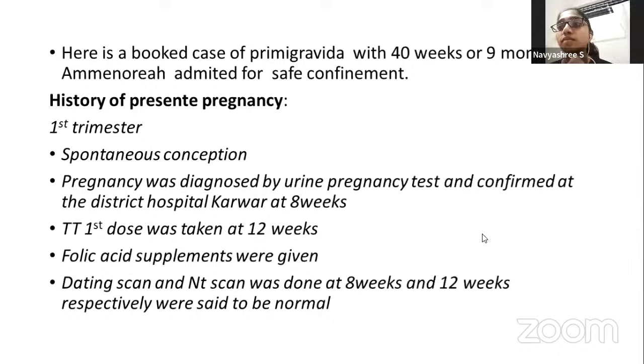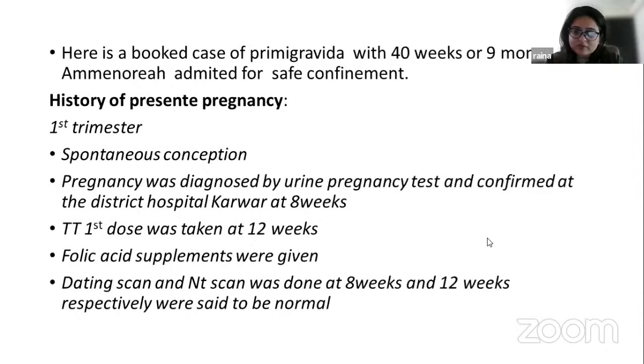At 8 weeks, the CRL should correspond to whatever measurement we get in centimeters. It is converted to period of gestation by the software in the machine, and that should correspond to 8 weeks. In the first trimester, the disparity should be less than 5 days. Suppose she comes at 8 weeks and the scan shows a CRL of 9 weeks. That means there is a disparity of 7 days, so there is some problem in her dating.